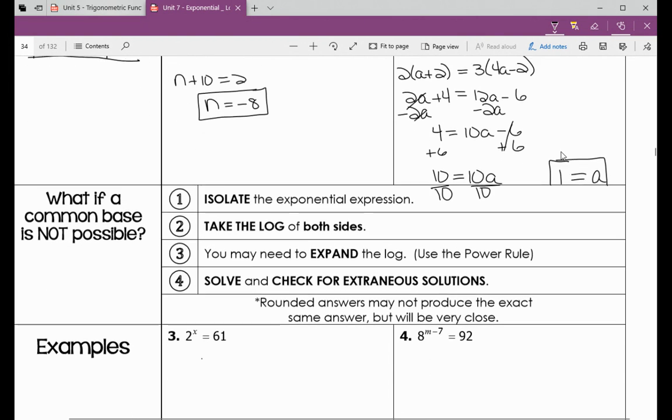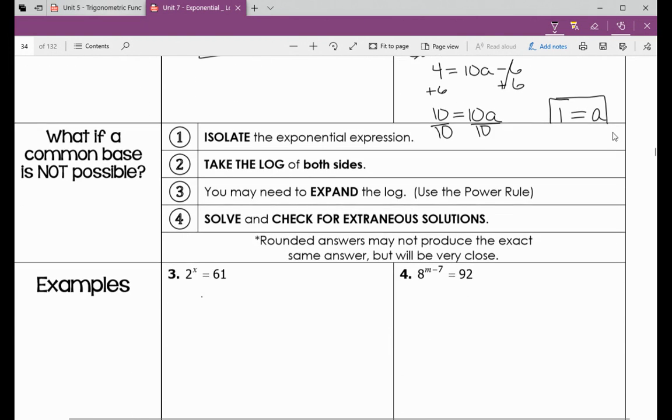So now what we're going to do is use logarithms, because what if you cannot create a common base? Okay. So let's say we had 5 to the x equals 14. There's no way I can change 14 to 5 squared or 5 to the third power. Do y'all agree? Okay. So what we're going to do is isolate that base.